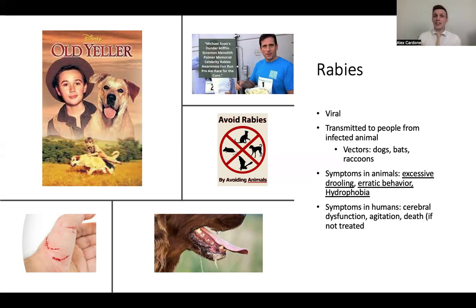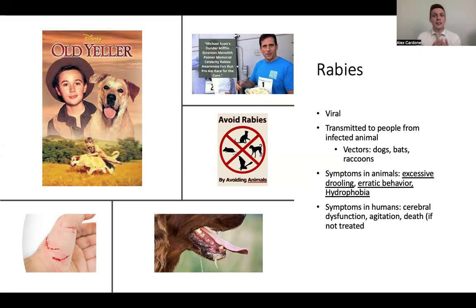Same thing if you're a fan of The Office. Don't forget Michael Scott's Dunder Mifflin Scranton Meredith Palmer Memorial Celebrity Rabies Awareness Fun Run Pro-Am Race for the Cure was all about solving an already cured disease known as rabies. So it is wonderful, it is curable.